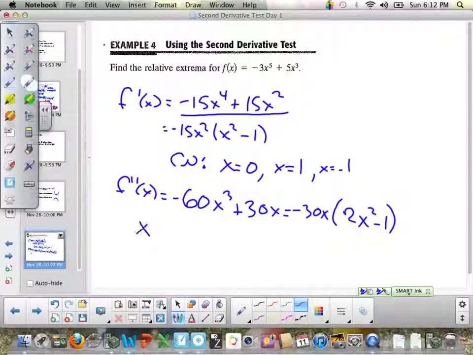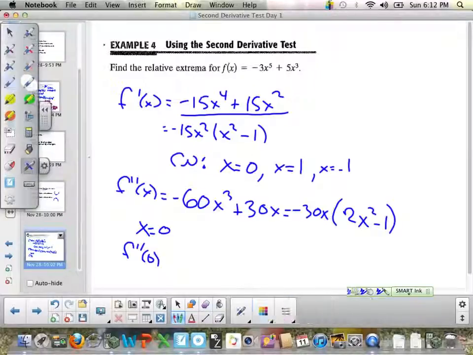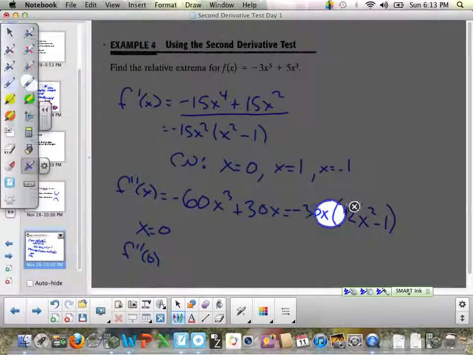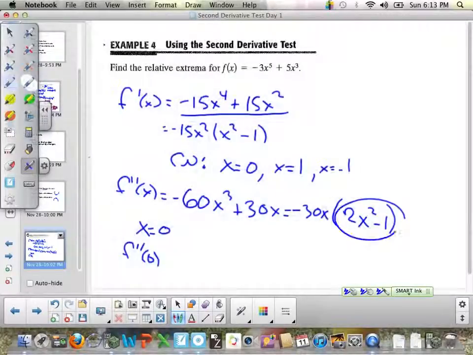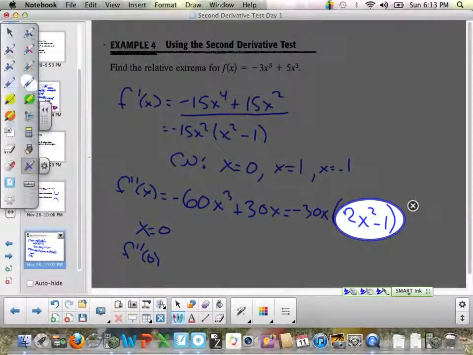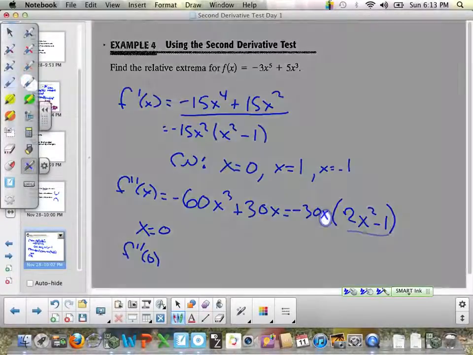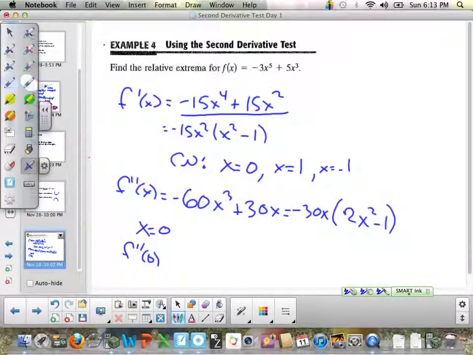And then all we got to do is check our numbers. If x equals 0, our second derivative will be negative 30 times 0 times 2x squared minus 1, which would be negative. So it'll be a negative times a negative times 0, which anytime you multiply by 0, you get 0. So this is neither a max nor a min.